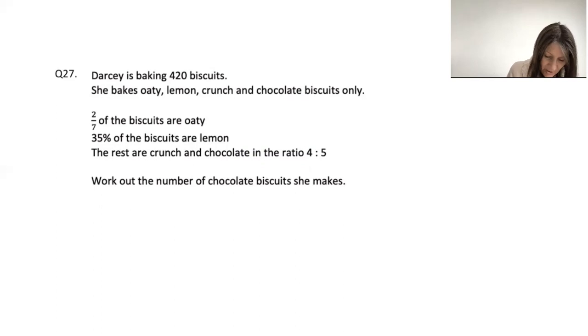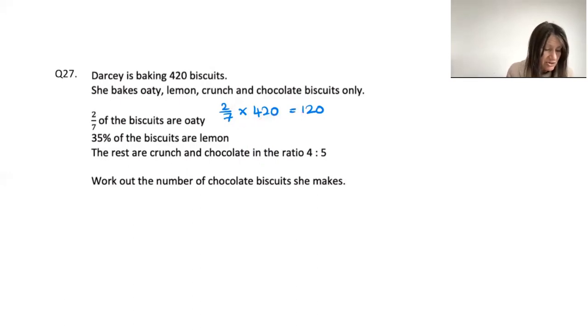Okay, so we are literally going line by line on this. So she's got a total of 420. That total needs to be shared out amongst OT, Lemon Crunch and chocolate using what we've been given. So 2/7 of the 420 are OT. So you're literally 2/7 of 420. Pop that in your calculator. If it was a non-calculator, it's actually quite straightforward as well. Dividing by the bottom, timesing by the top. 7s into 42 go 6. So that would give you 60. And then doubling it would get you 120.